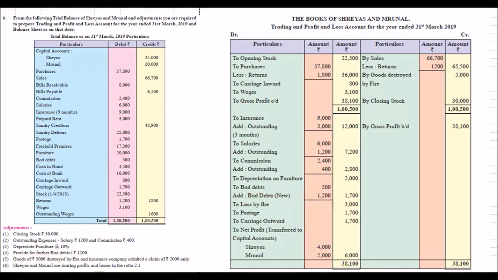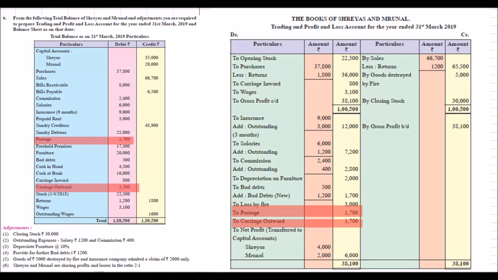Next is postage, 1,700 rupees as postage. We can take it directly, there is no adjustment for the postage, we have to enter it in the outer column. Next is carriage inward, carriage outward. The carriage outward amount is 1,700 rupees, we have mentioned it here.